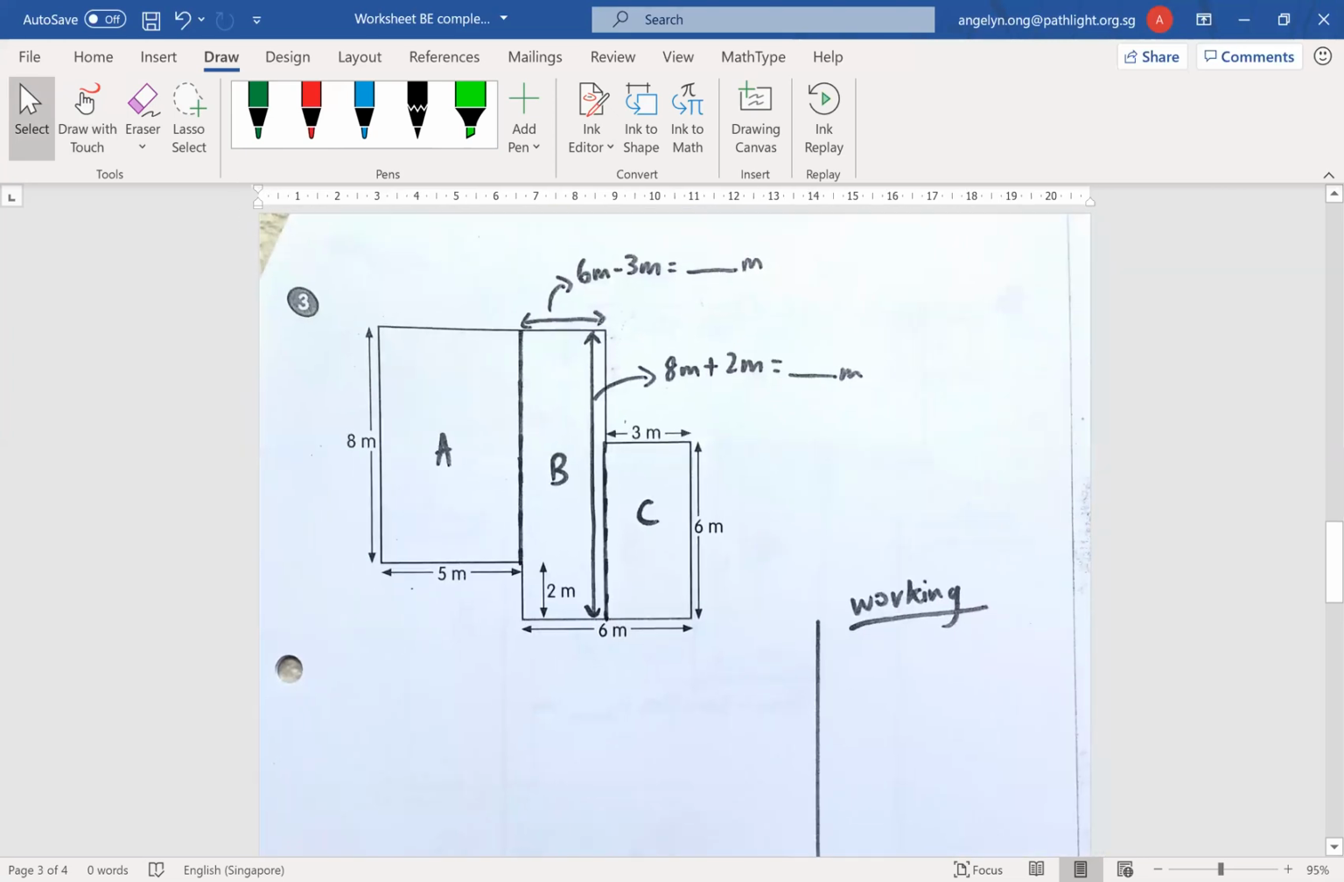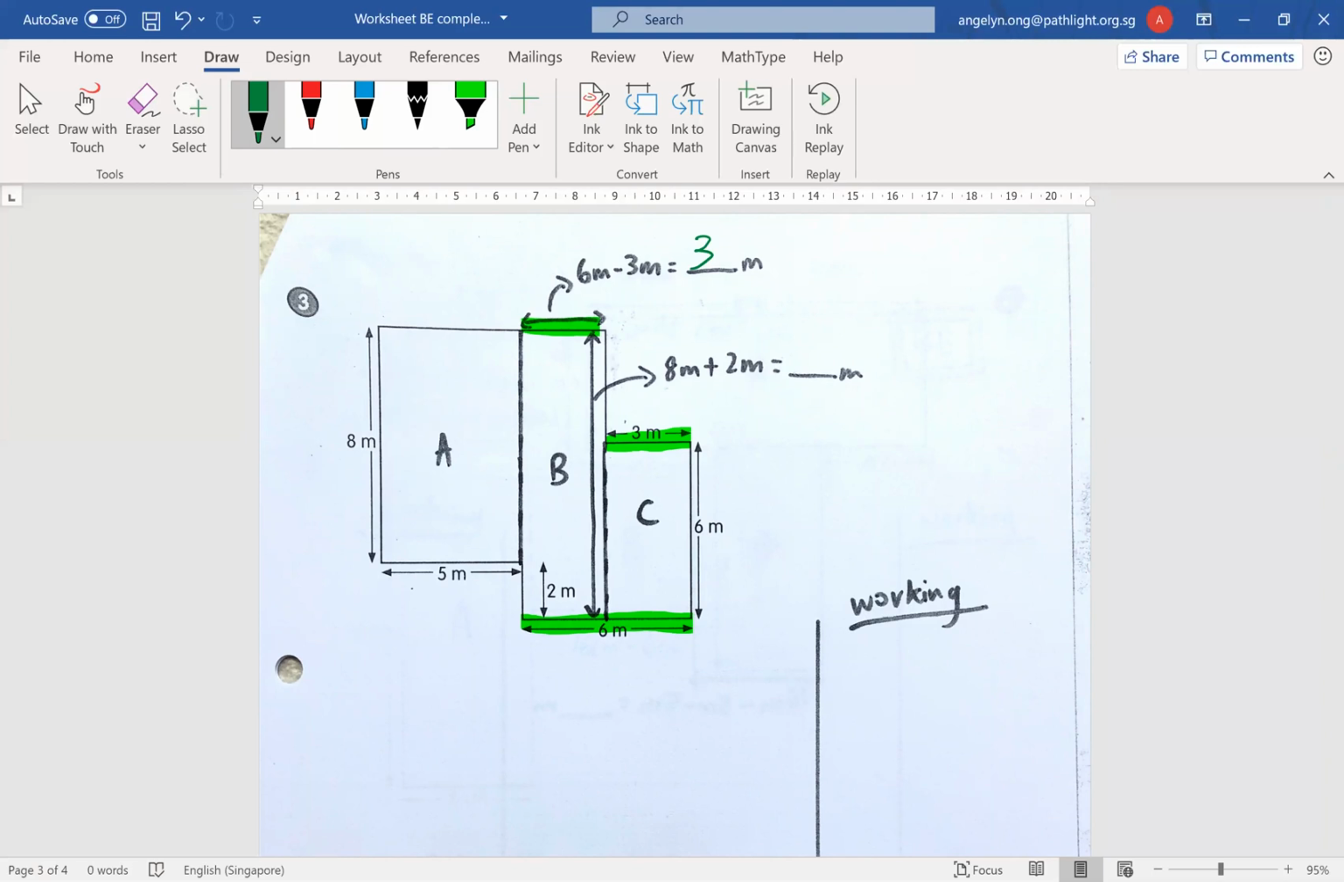Step 1, find all the unknown sides. So now we need to find this unknown. How do we find out the unknown? If we look down, it is a part of this 6 meters. So I just need to take this 6 meters minus away this 3 meters, and I'll get our unknown. So 6 minus 3 is 3. So this unknown is 3 meters.